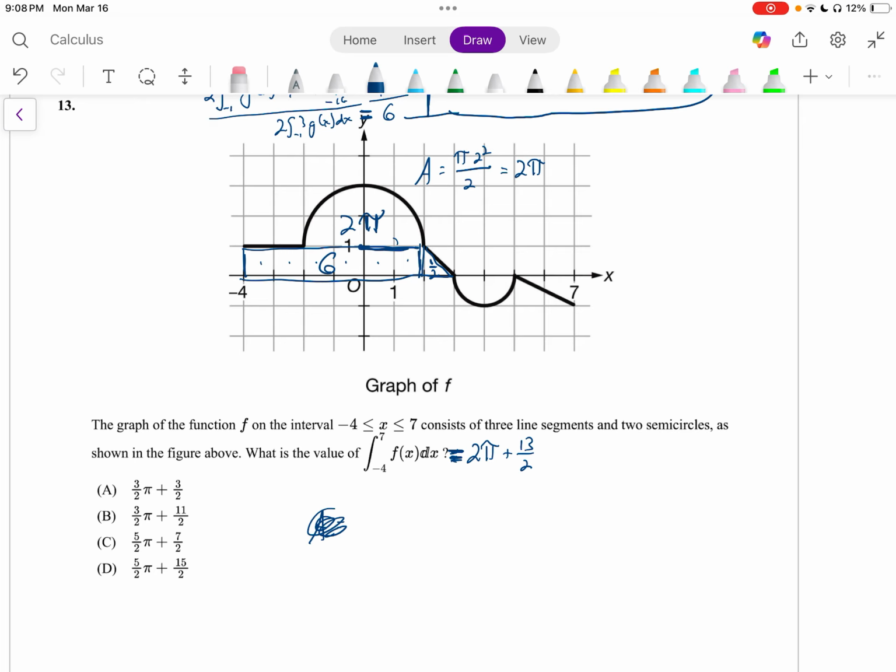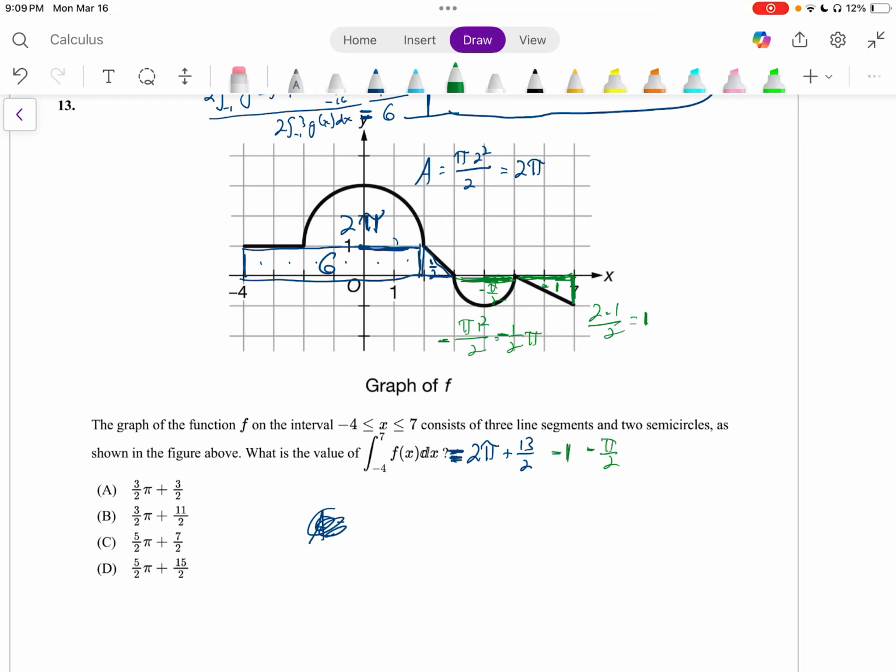And now let's come to this other section. This is a semicircle. This is going to be negative. So this is pi times the radius squared. The radius is just 1, divided by 2. So this is 1/2 pi, but it's negative because it's below the x-axis. And then this little triangle right here, base times height divided by 2. Base is 2, height is 1. So 2 times 1 divided by 2 is 1. So this is -1. This was negative pi over 2. So -1 minus pi over 2.